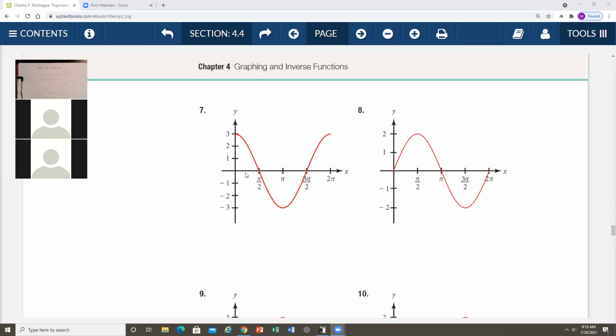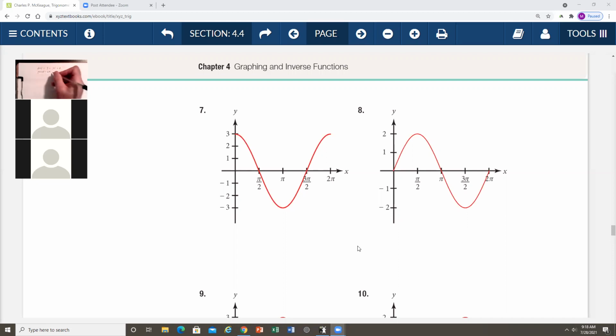What's the period of this graph? Period is 2 pi. Notice, in one cycle, we go from a crest to a crest. And the distance you have to travel to go from a crest of a wave to another crest of a wave is 2 pi. That's why we say the period of this wave is 2 pi. Let's write that down. Period equals 2 pi.